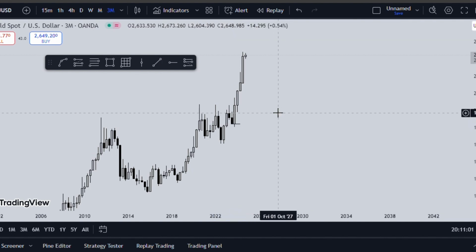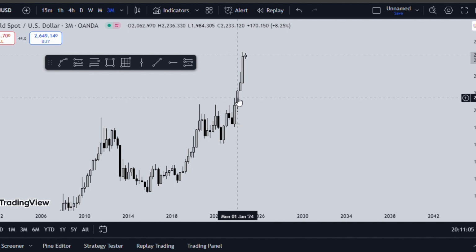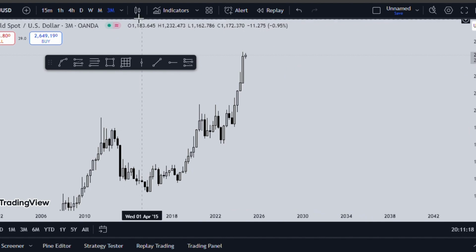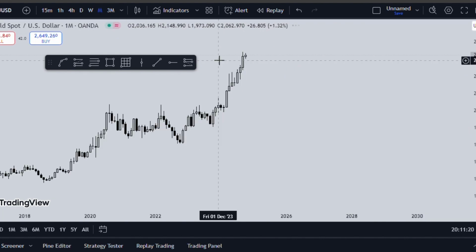So this is a failure swing, and if I was trading this month particularly, I would have been bullish because there was a failure swing, so definitely it was going to continue upwards. Yeah, so I did not see anything on the 3-month time frame. Then I go on 1 month.